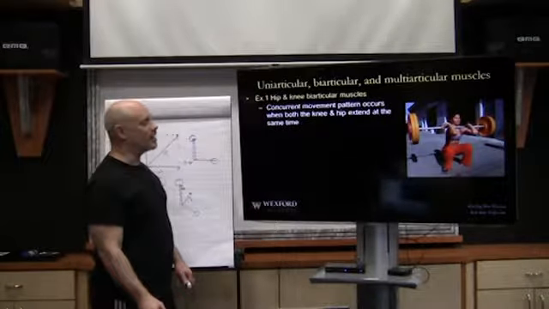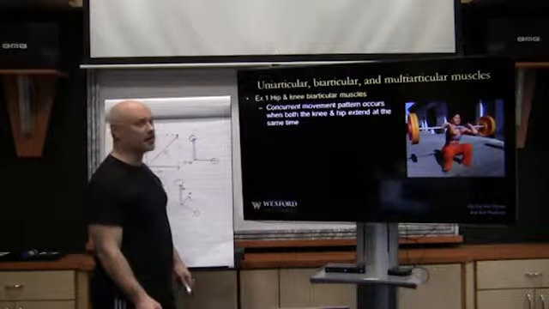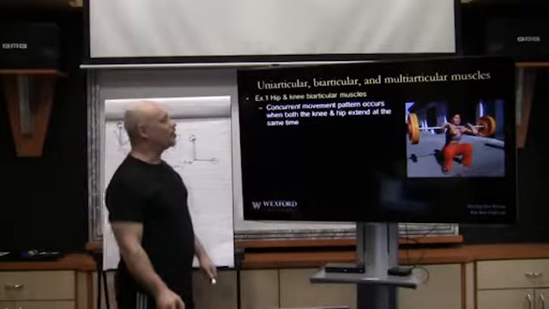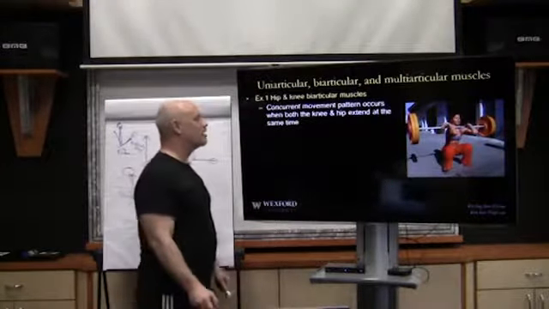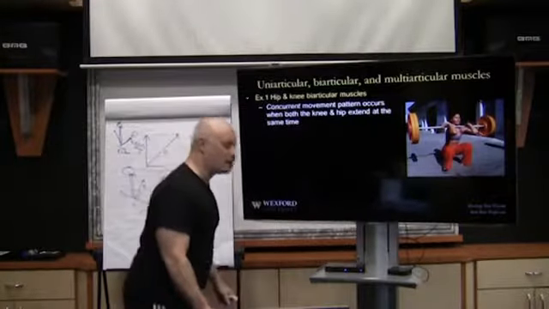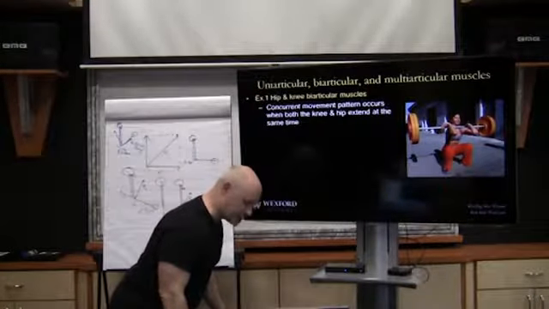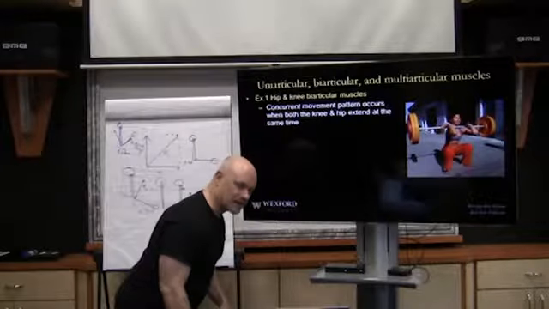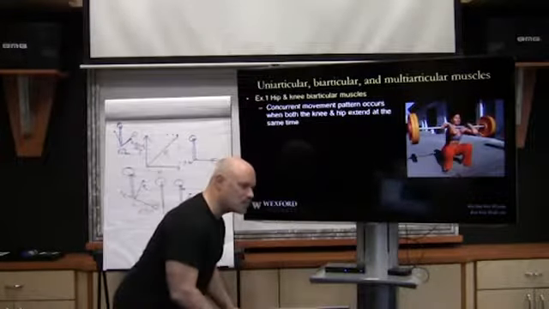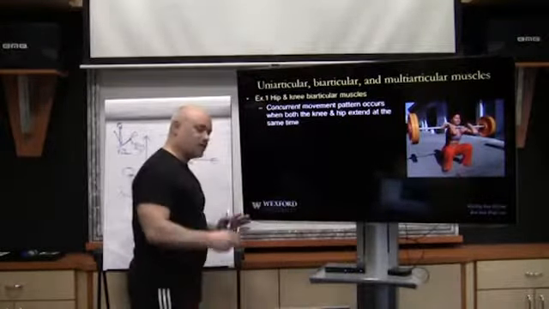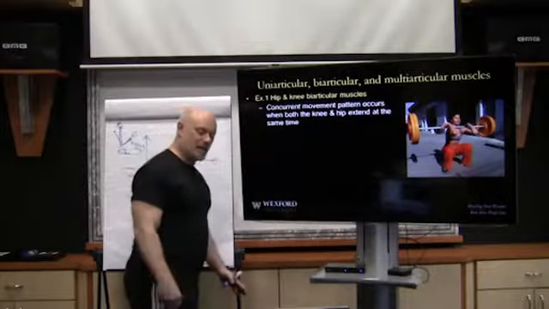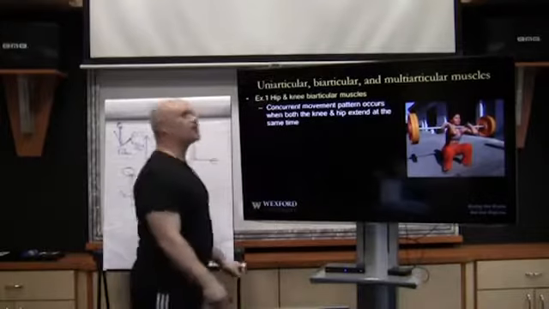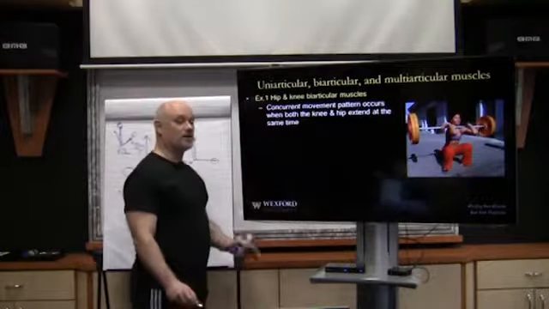Now, we've talked about this before, I believe, about concurrent shift. Concurrent movement patterns occur when both the knee and the hip extend at the same time. So, if we're coming down, the hamstring is lengthening, so the quads are lengthening as well with the trunk upright. But when we come up with the feet planted, the knee wants to extend, the hip wants to extend, and so does the trunk. That's called a concurrent shift.